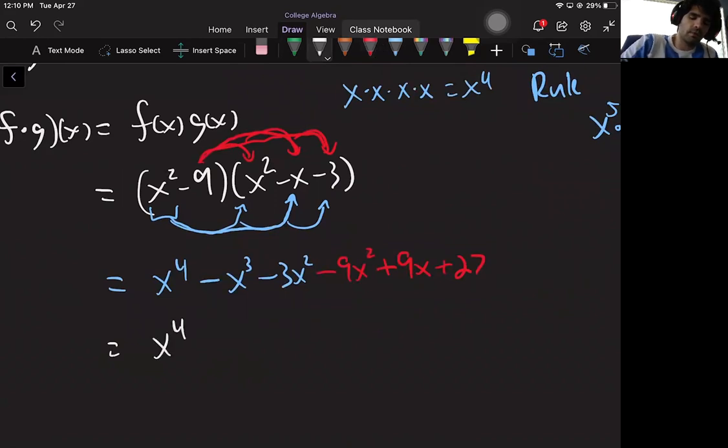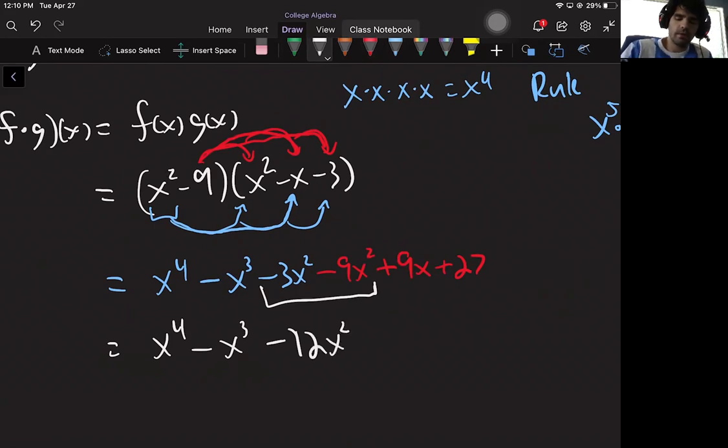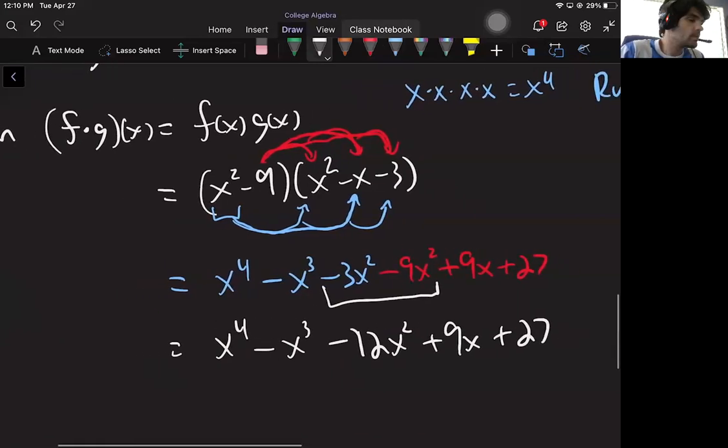Okay, so then I am simplifying. There's only 1x to the fourth. There's only 1x cubed. But I can combine these two guys together to get negative 12x squared. And there's no other x's, and there's no other just numbers. So that's it. So that's my multiplied function.